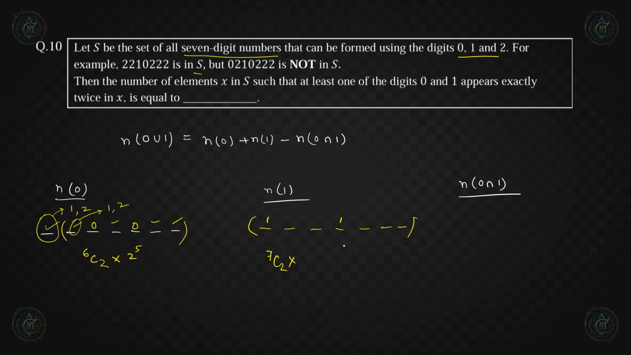For each place we have again two options, right? One cannot be used again, right? So this will be 2 to the power 5 minus something. Why something? Because let's say we have a case like this.